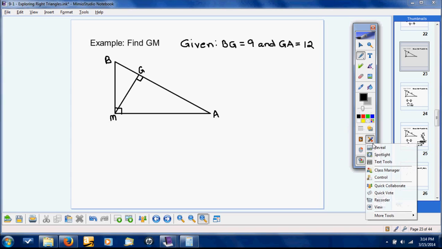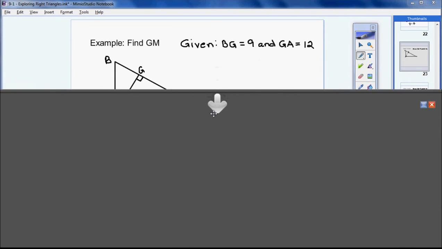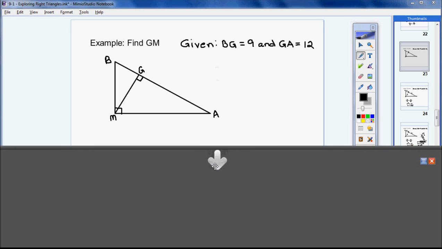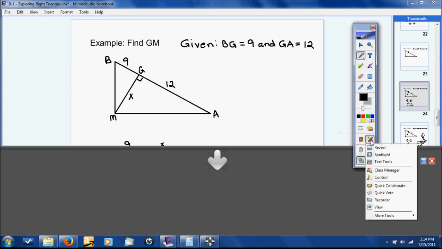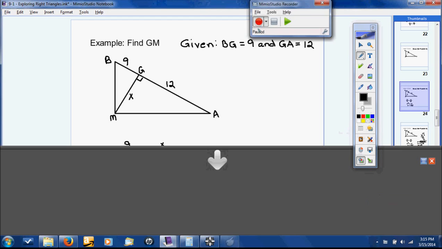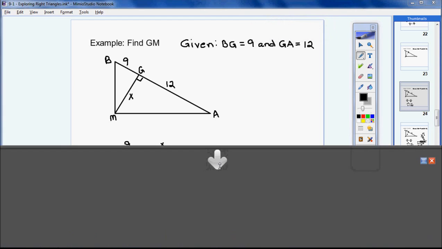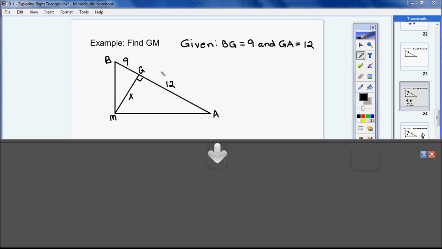I do need to do a reveal screen. There we go. Alright. So let's just take a look here.